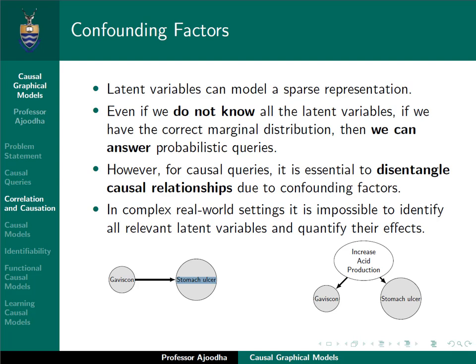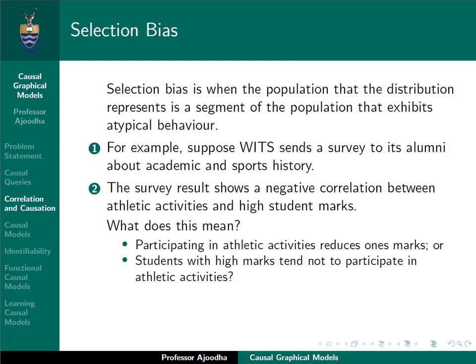But the most sensible explanation is that the stomach acid causes both the ulcer symptoms, which is here, the stomach acid, as well as the decision to take Gaviscon. So causal modeling often protects us from telling the wrong story about the data. And we'll look at that again when we talk about Simpson's paradox.